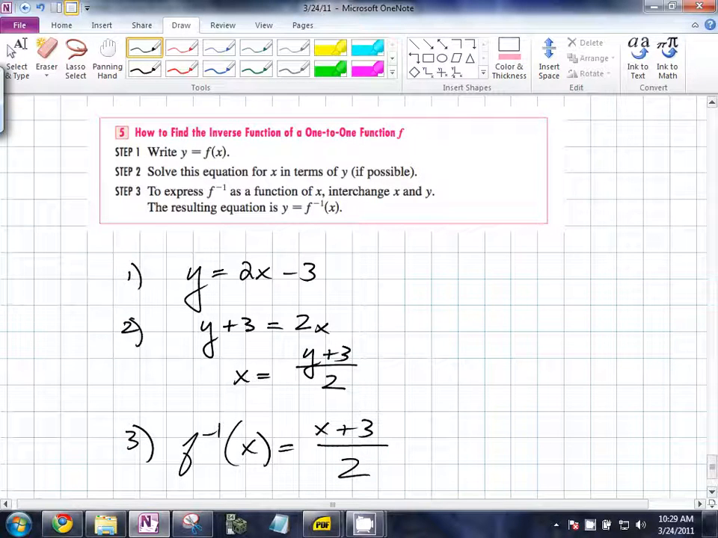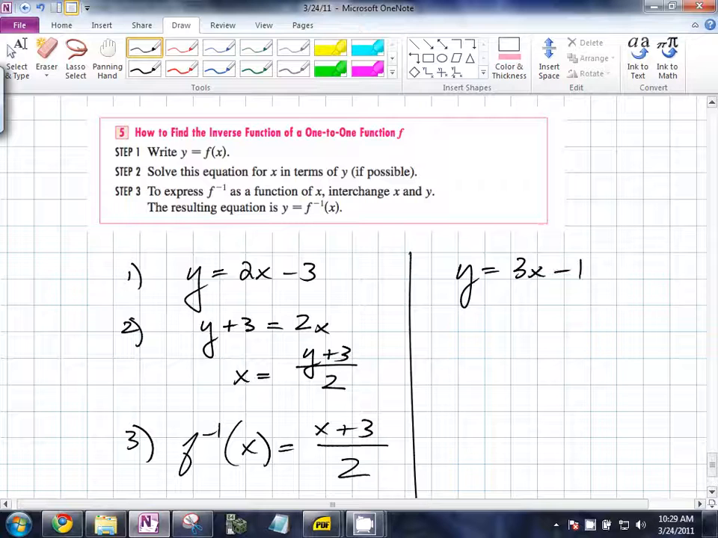So let's do another simple example. Let's say you had y equals 3x minus 1. If I wanted to find the inverse, what do you do first? I was taught you could switch first, but it doesn't matter. Either way, I will accept both. So let's solve for x. 3x equals y plus 1, right? So what does x equal? (y plus 1) over 3. So f inverse of x is going to be (x plus 1) over 3.